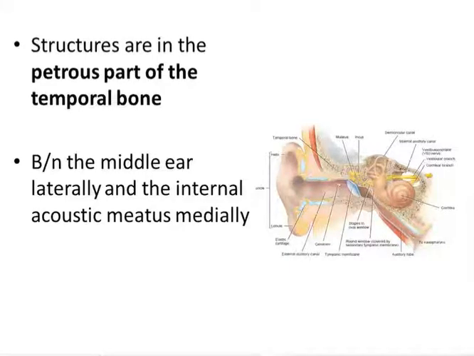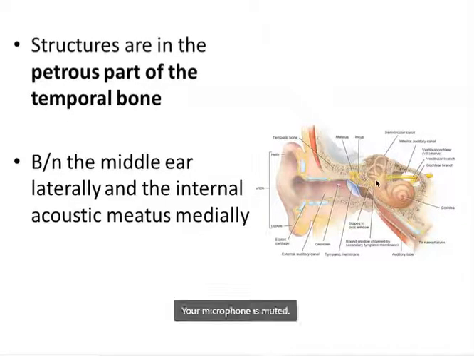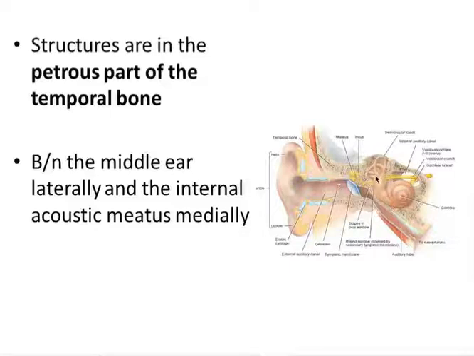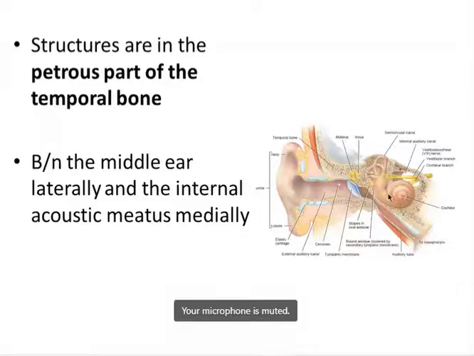And all these parts of the internal ear are present within the petrous part of the temporal bone. Within the petrous part of the temporal bone, all these structures lie. So this is the internal ear here. The internal ear lies between.